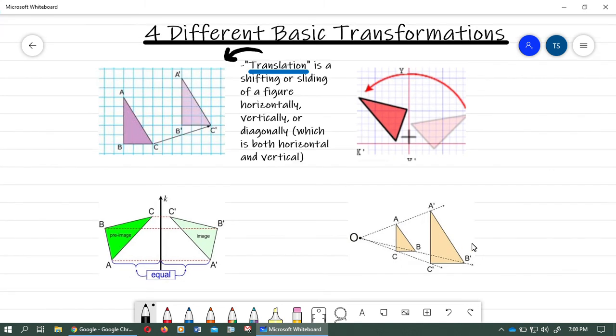So again, guys, the picture that you see with the purple triangles is a translation, and that translation is a shifting or sliding. The formal name for it is a translation. It's a shifting or sliding of a figure horizontally, which means left or right, vertically, which means up or down, or it could be diagonally. And diagonally is a combination of horizontal and vertical. Again, horizontal is left or right, and vertical is up or down.